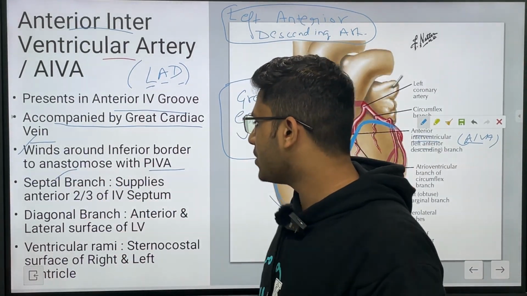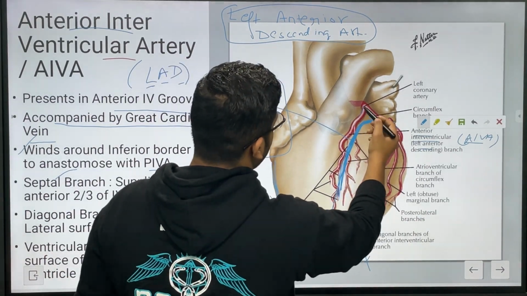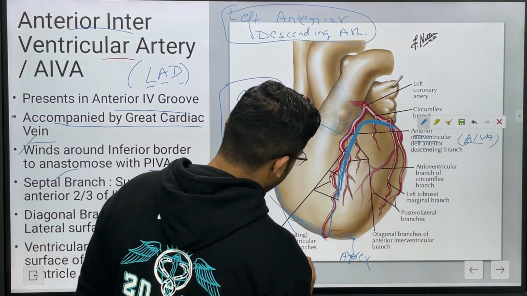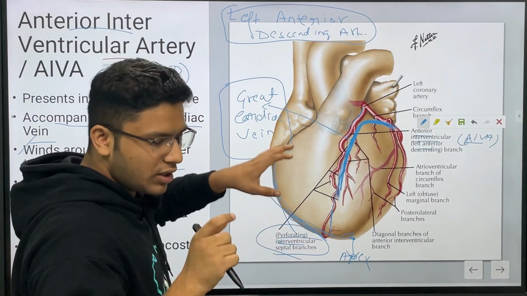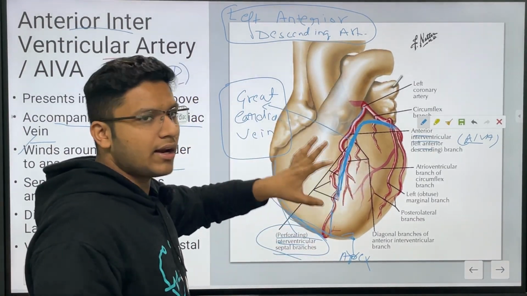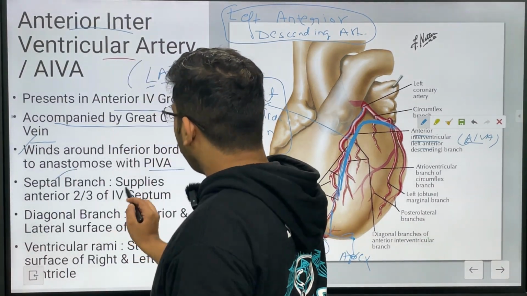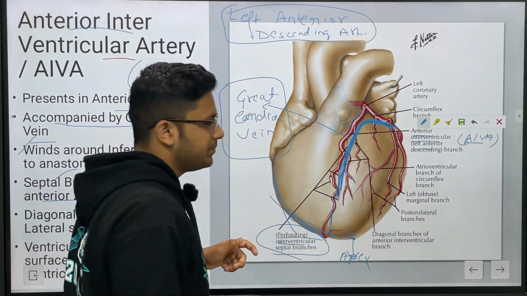Next is the septal branch. The anterior interventricular artery will be giving some septal branches, that is, perforating interventricular septal branches. This is not one artery coming from the anterior interventricular artery, but there are more than one small arteries, so they are known as septal branches, which supply the anterior 2/3 of the interventricular septum.